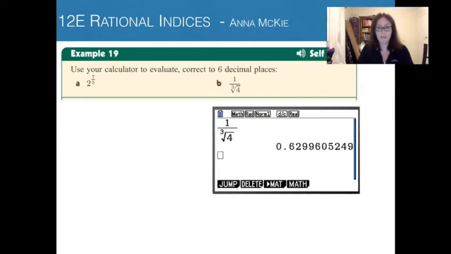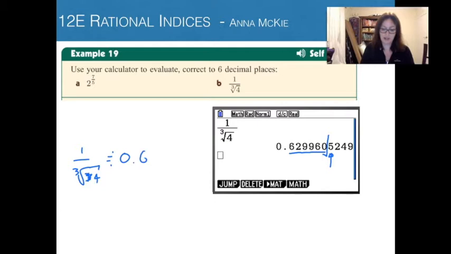Substitute your numbers in, and again 6 decimal places. 1, 2, 3, 4, 5, 6. Chop it off and have a look at the 6th one. That's a 5, so we do have to round. So therefore 1 divided by the cube root of 4 is approximately equal to 6.29961. Because we had to round, that's why we put approximately equal to.